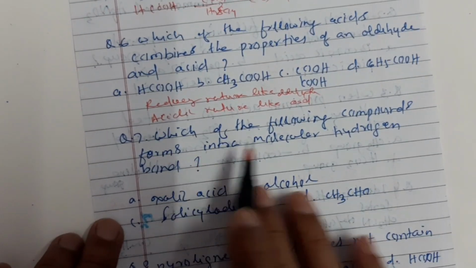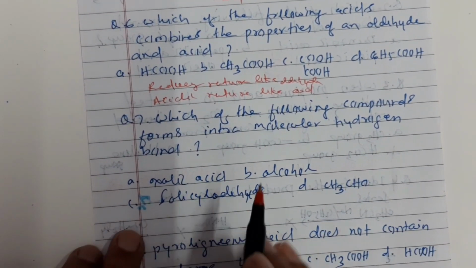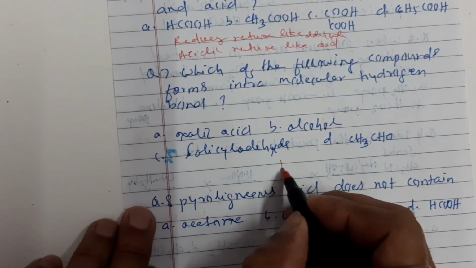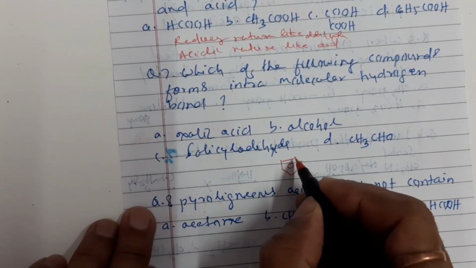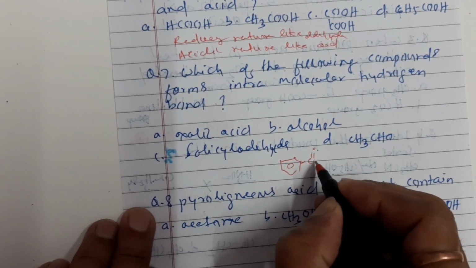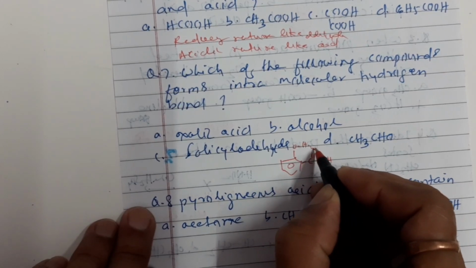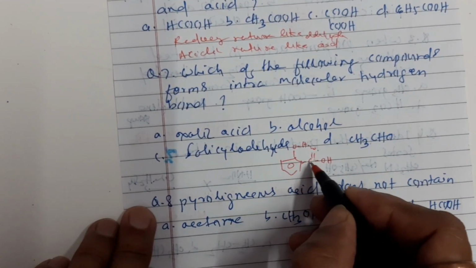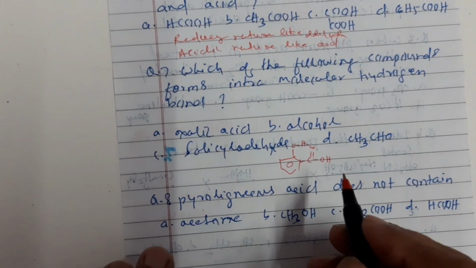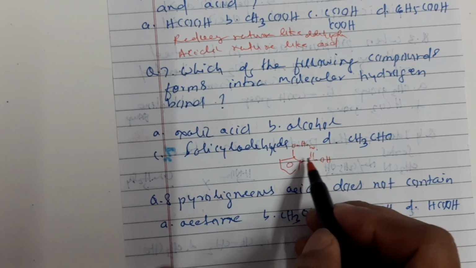Next question, which of the following compounds forms an intramolecular hydrogen bond? This is salicylaldehyde, out of the choices. So what is the structure of salicylaldehyde? This is the structure of salicylaldehyde. This dotted line is between the OH group and the CHO group. So this dotted line is the intramolecular hydrogen bonding. Intramolecular means the bonding between two groups or two functional groups of the same molecule.